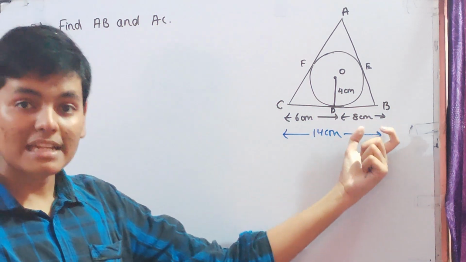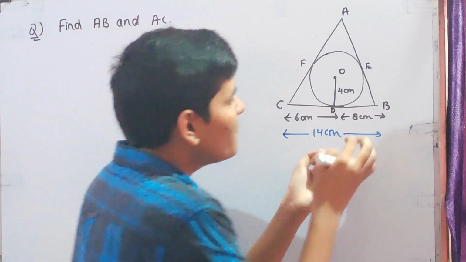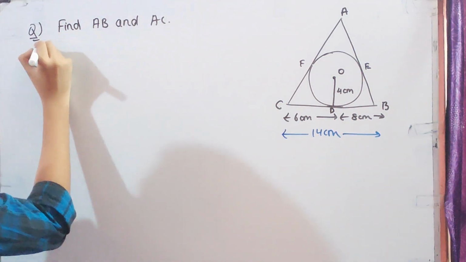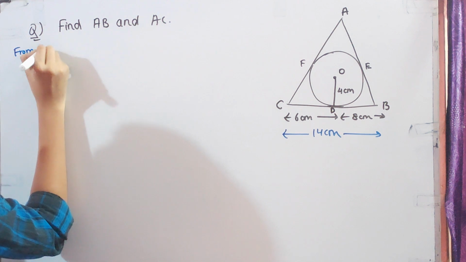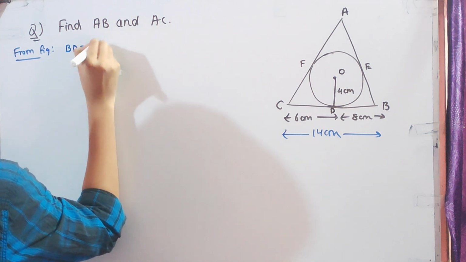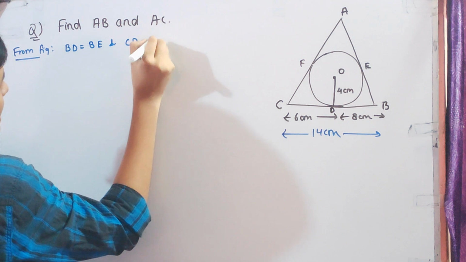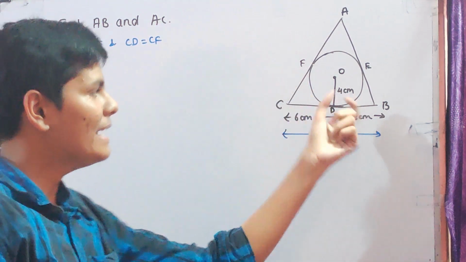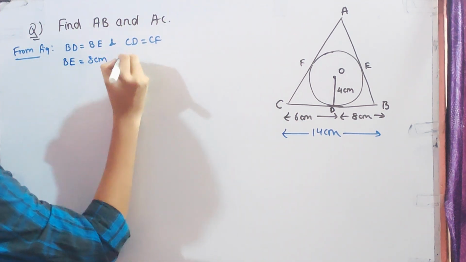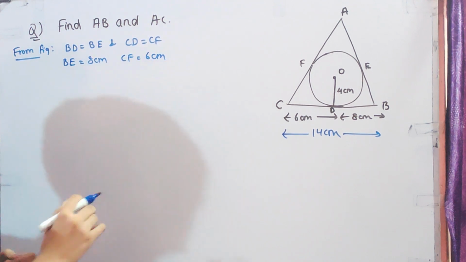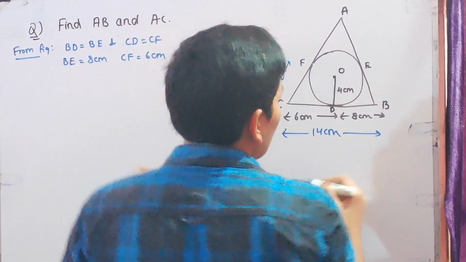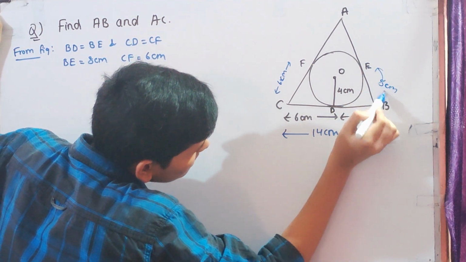Now, why did they give it separately as 8 cm and 6 cm? Because if we know BD is equal to 8 cm, then we can say that BE is also 8 cm. So from the figure, we can write that BD is equal to BE and CD is equal to CF. CD and CF are equal, BD and BE are equal. So hence BE is equal to 8 cm and CF is equal to 6 cm. Now this length CF over here is 6 cm and BE over here is 8 cm.